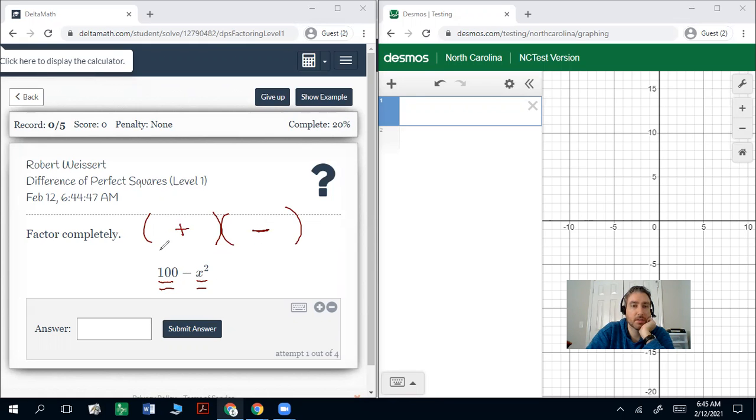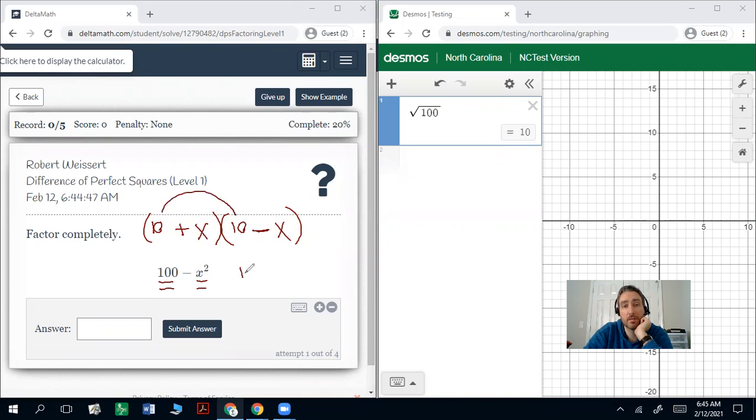So let's think of the 100. The square root of 100, you should know that's 10, but you can do SQRT 100 just to verify it's 10. So since it starts with 100, it's going to start with 10. And then it ends with minus x squared. So it's going to have x and x.